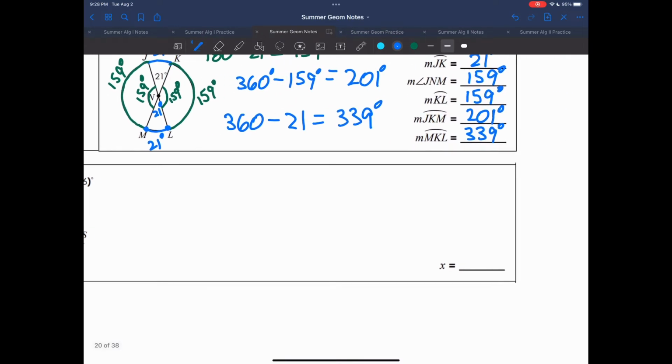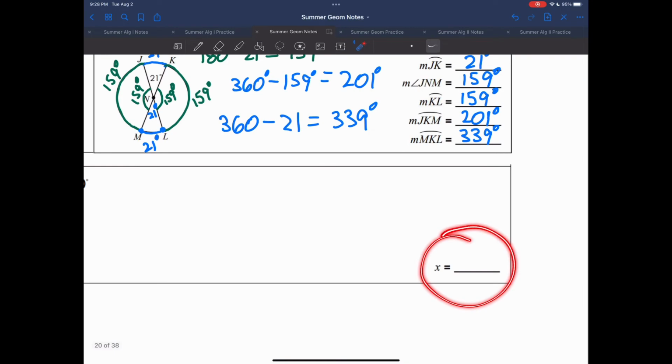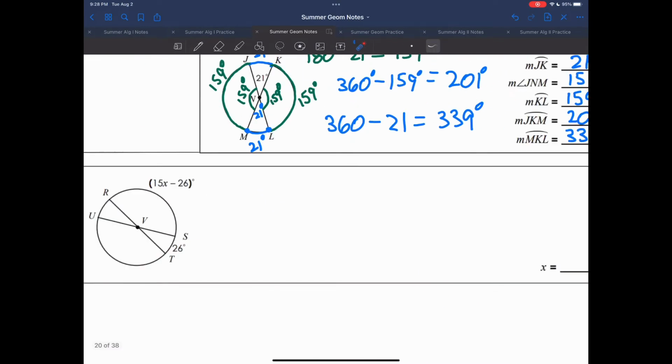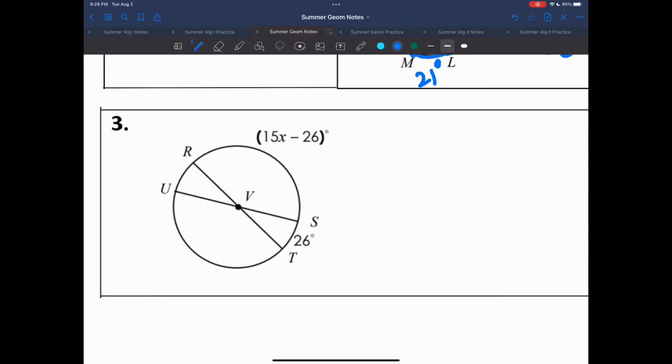So number 3, the good thing is they just want us to solve for x here. So let's do it. See if we can figure out a way to set up an equation here. And that is the best thing you want to do when they give you a picture and they just say solve for x. You want to look at the things that they give you, like the numbers you see, and see if you can come up with a logical equation to make.